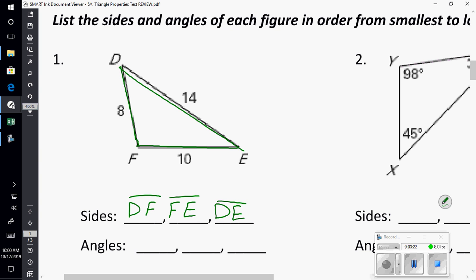The smallest angle would be across from the smallest side, so the angle E would be the smallest angle. FE is the middle-sized side, so the middle-sized angle would be angle D. And the largest side is 14, so angle F would end up being the largest angle.